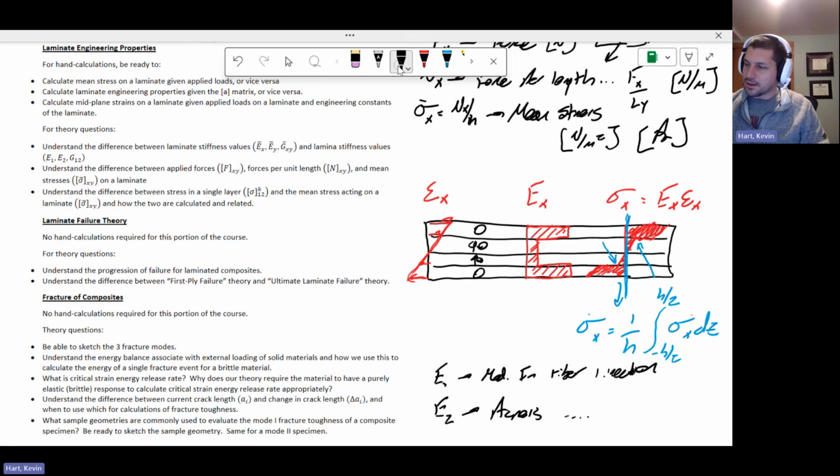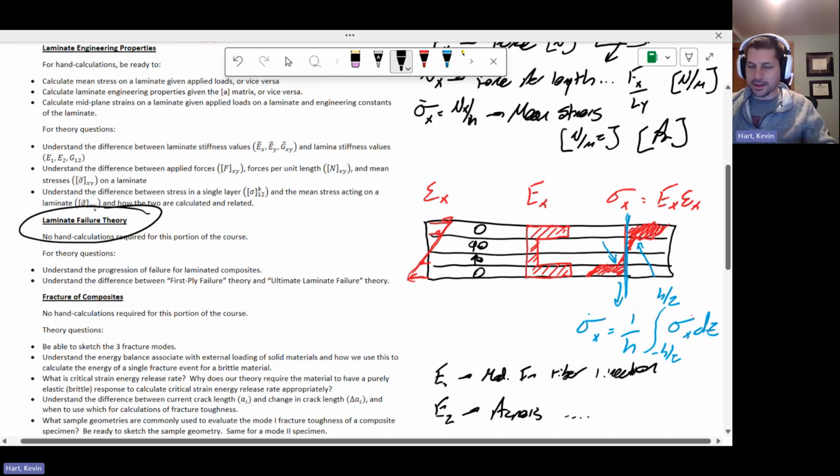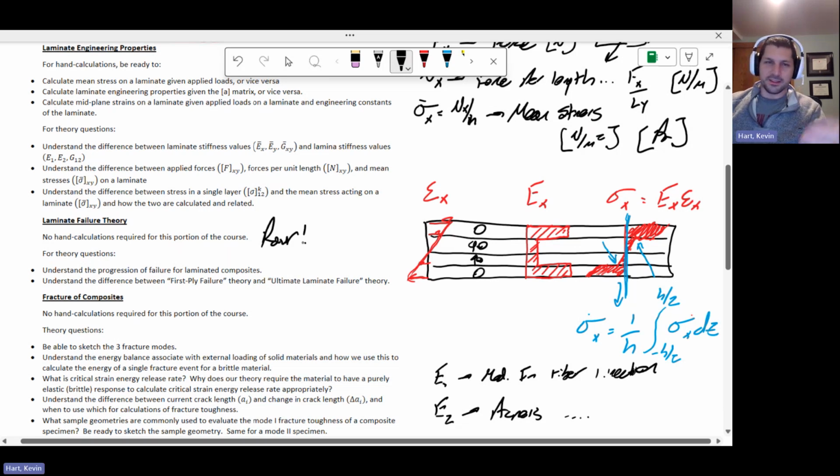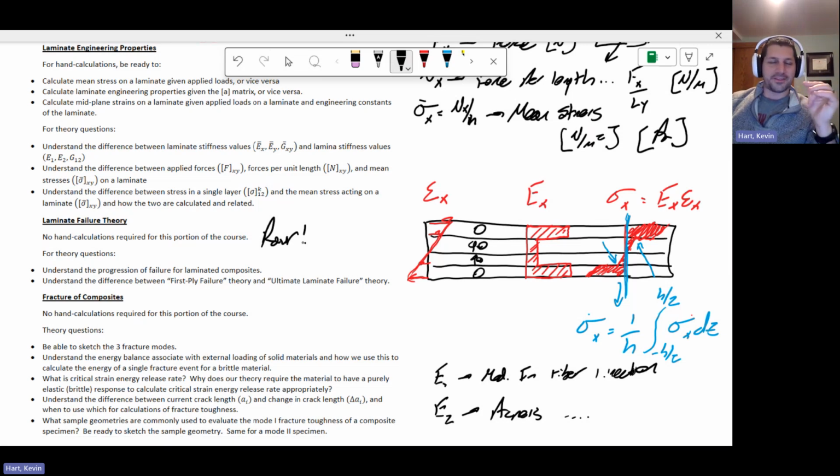All right, moving onwards. Laminate failure theory. No hand calculations required for this portion of the course. That's because you'd have to calculate basically every stress in every single layer and figure out the safety factor for every single layer. That would just take the whole exam time. I mean, it's ridiculous. I think you understand how important MATLAB has been in this course and why computational coding of this laminate failure theory is important and required. So we spent a lot of time doing that, and I think it's going to give you some relief on the test that you don't have to do any of this laminate failure theory calculation by hand.